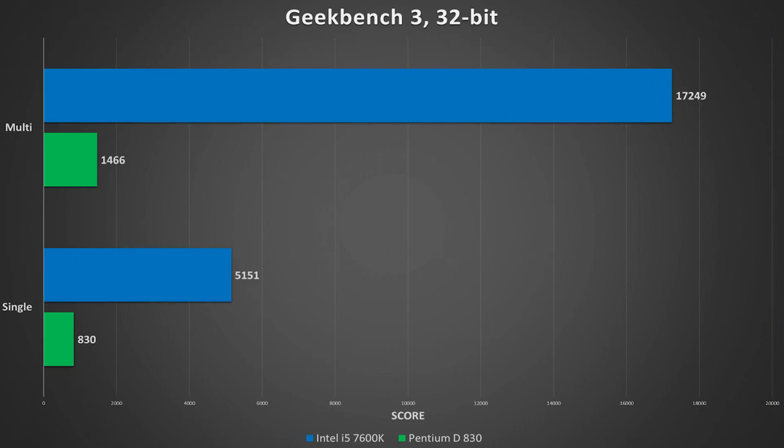And another benchmark that should clear things up even more for you, Geekbench 3 32-bit. You know what, don't even look at the scores. They don't even matter. You're looking at an i5-7600K and the Pentium D830. Just look at how big those bars are for the i5 and how tiny they are for the Pentium D. That is so embarrassing.